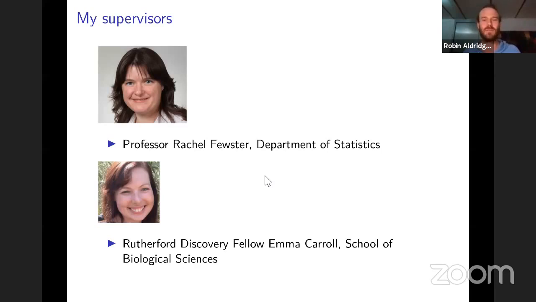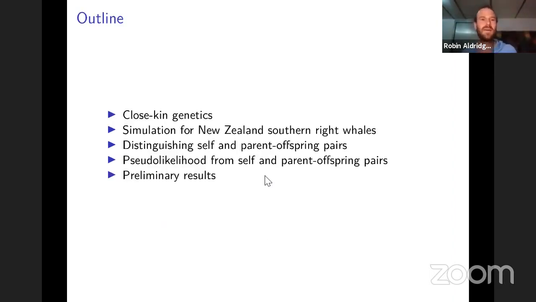So this is work that I did for my BSc Honours dissertation last year, and my supervisors are Rachel Fuster in statistics and Emma Carroll in biology. I'm going to talk about close kin genetics, this simulation that we've done for New Zealand southern right whales, distinguishing self and parent offspring pairs, and the pseudo likelihood that we get from them, and then show some preliminary results.